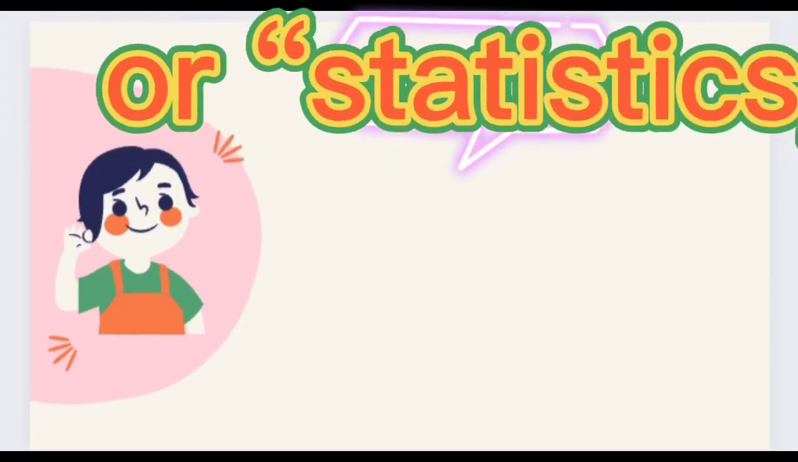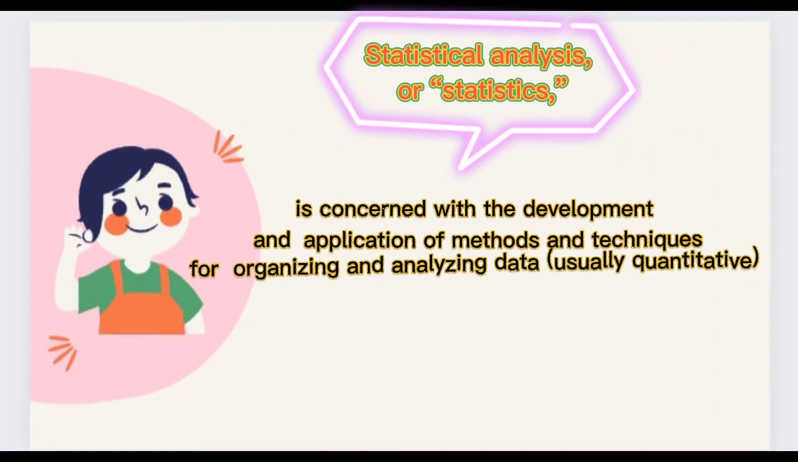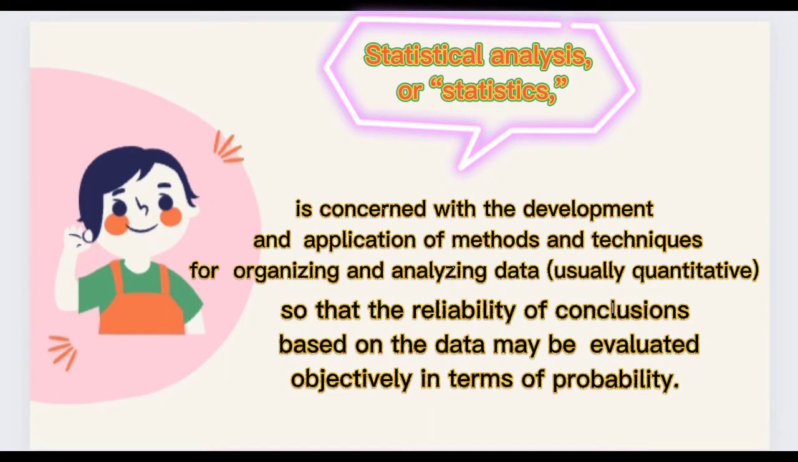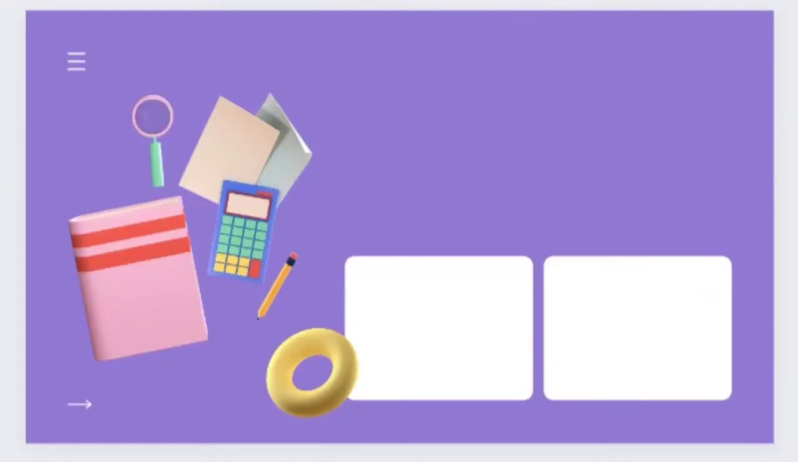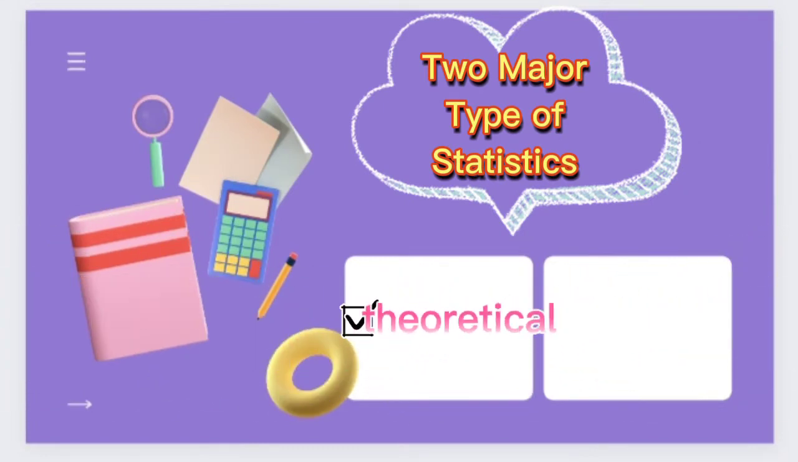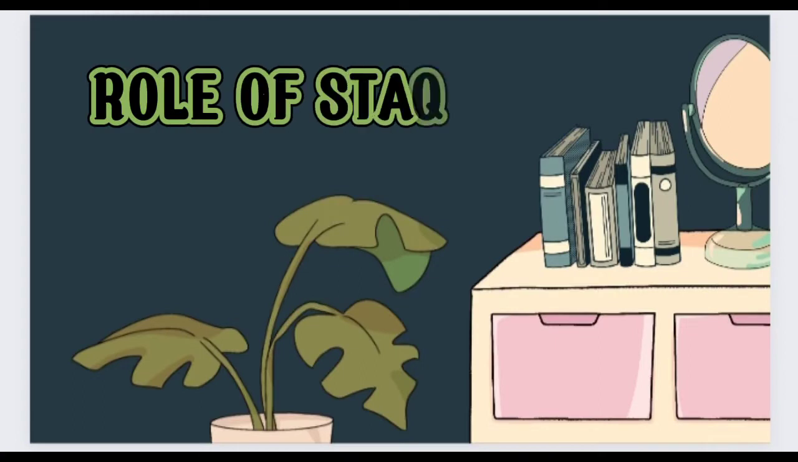Statistical analysis, or statistics, is concerned with the development and application of methods and techniques for organizing and analyzing data, usually quantitative, so that the reliability of conclusions based on the data may be evaluated objectively in terms of probability. There are two major areas or types of statistics: theoretical and applied. Role of statistics.